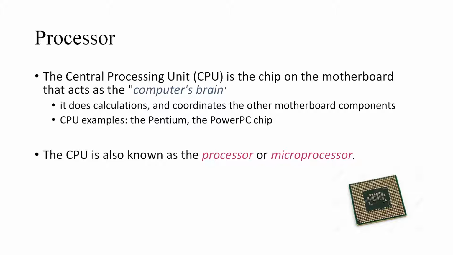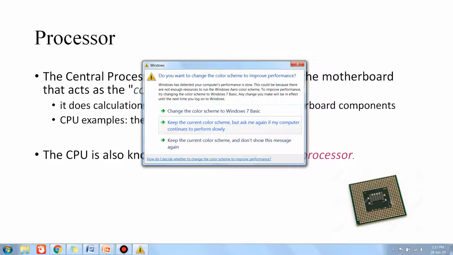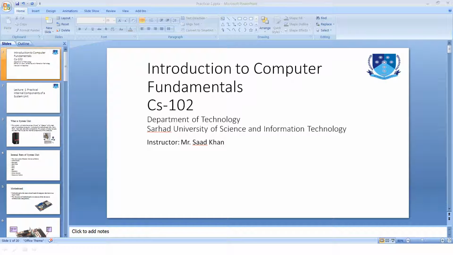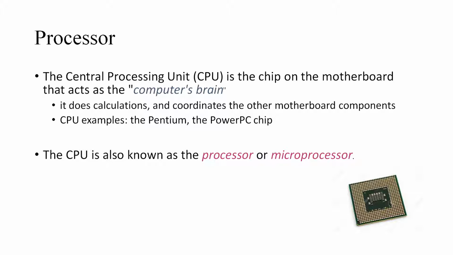Okay, now coming to the main key point, that is the processor. The processor, that is the central processing unit, is the chip on the motherboard that acts as the computer's brain. It does calculations and coordinates the other motherboard components. CPU examples are the Pentium, the PowerPC chip, and many others: Core i3, Core i5, Core i7, Core i9, dual core, Core 2 Duo. Each of these are basic CPUs. The CPU is also known as the processor or microprocessor.